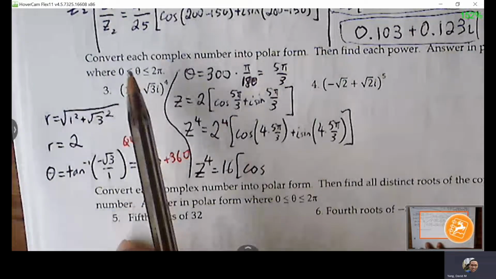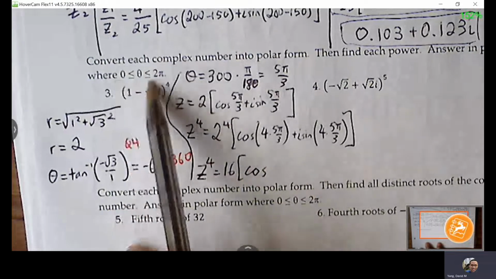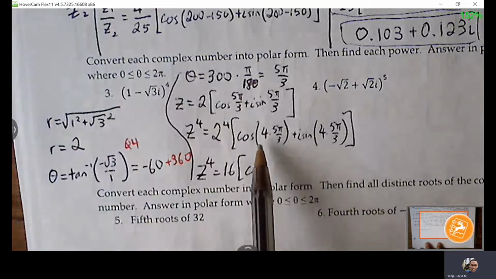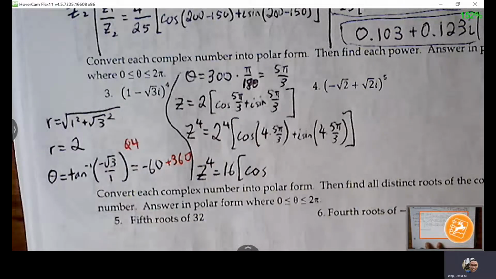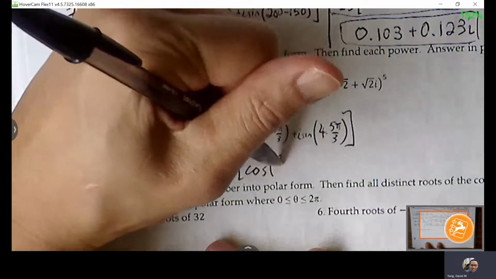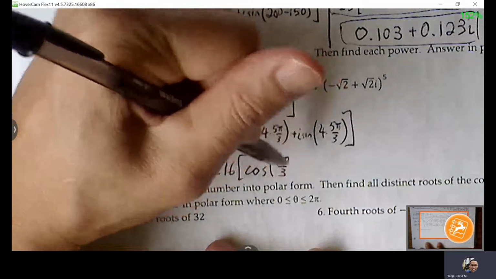Now, 20 pi over 3 does not fall inside the interval from 0 to 2 pi, so how can I get 20 pi over 3 down to something that we can recognize? Yeah, good. Keep subtracting 2 until you get it to something that you recognize. So if you do 20 over 3 minus 2, that's 14 over 3, you still don't recognize that, minus 2 again, minus 2 again. So you get 2 pi over 3, you recognize that because that's clearly between 0 and 2 pi.